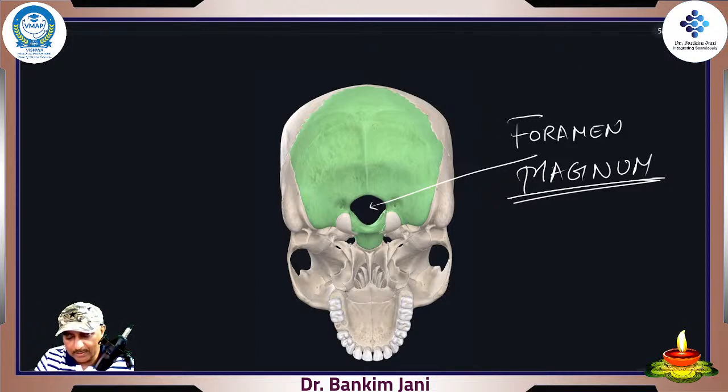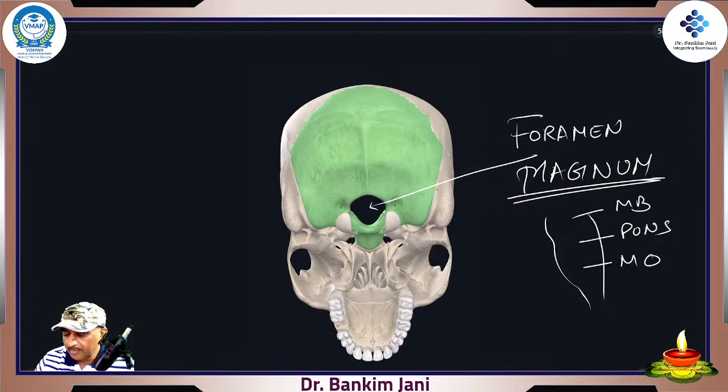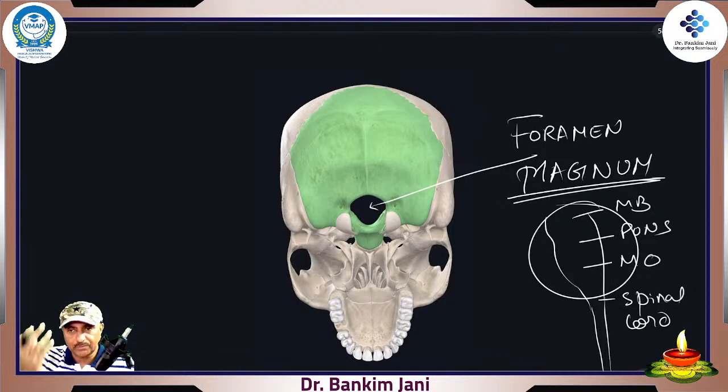And over here you'll find the midbrain, pons, and the medulla oblongata. These are the parts, and then it continues in the form of the spinal cord, right? So the foramen magnum is handling this area. That is what passes through it.